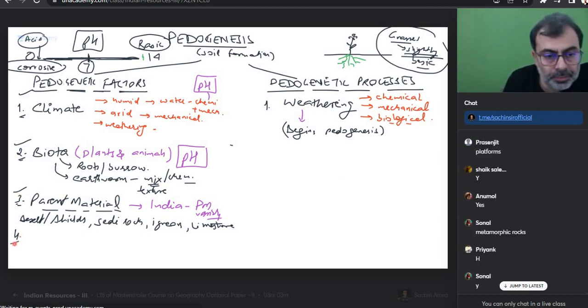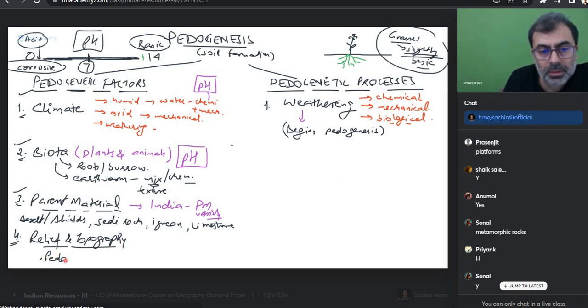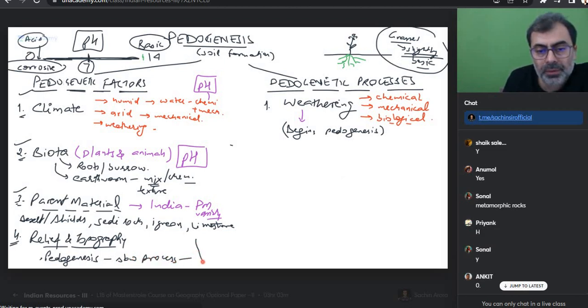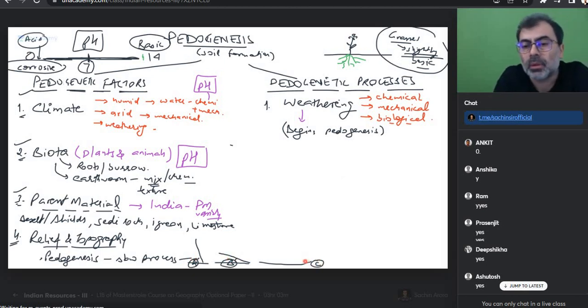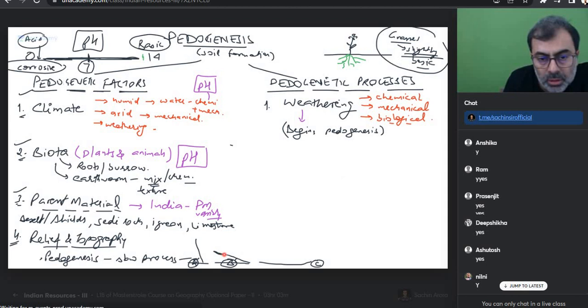Let's come to the fourth one. Relief and topography. Pedogenesis is a slow process. Can slope make a difference? A, B, and C. Different surfaces will have different slopes or not?